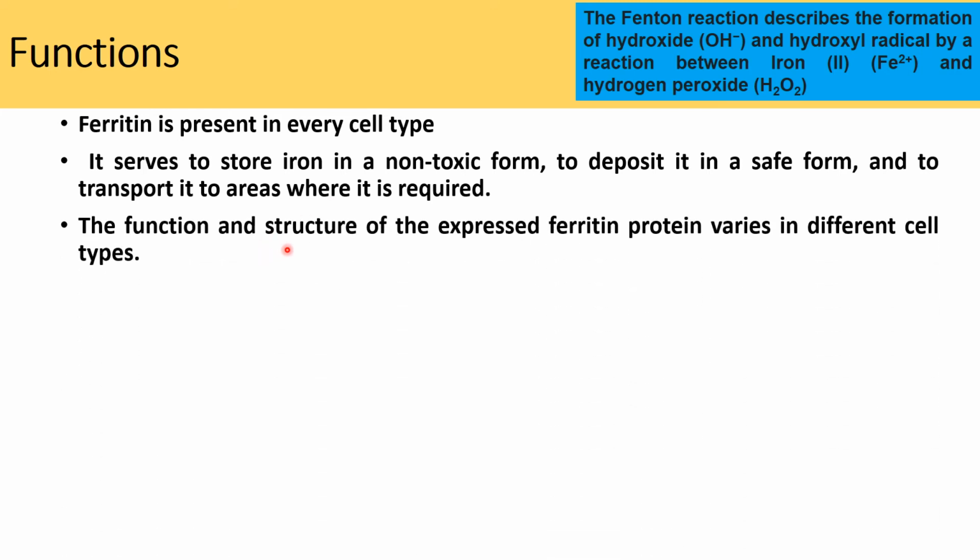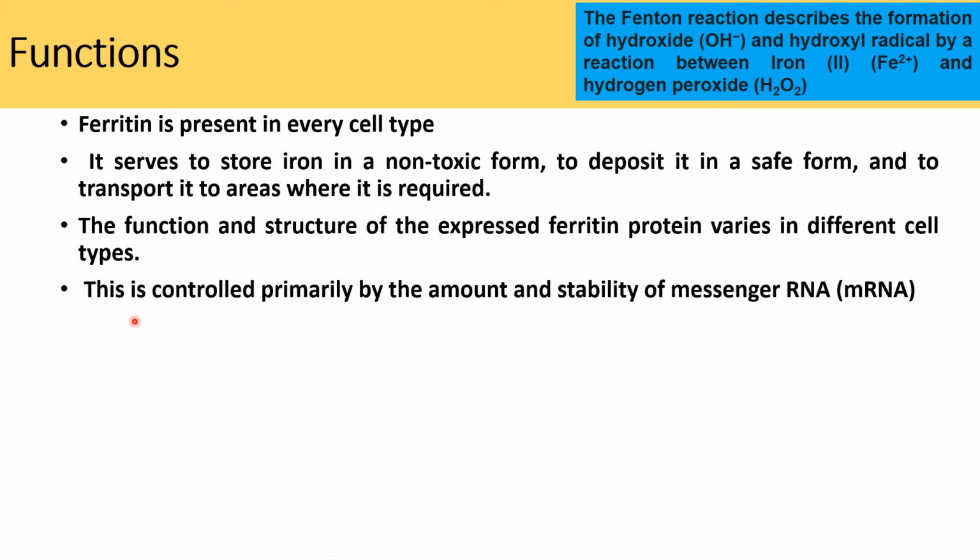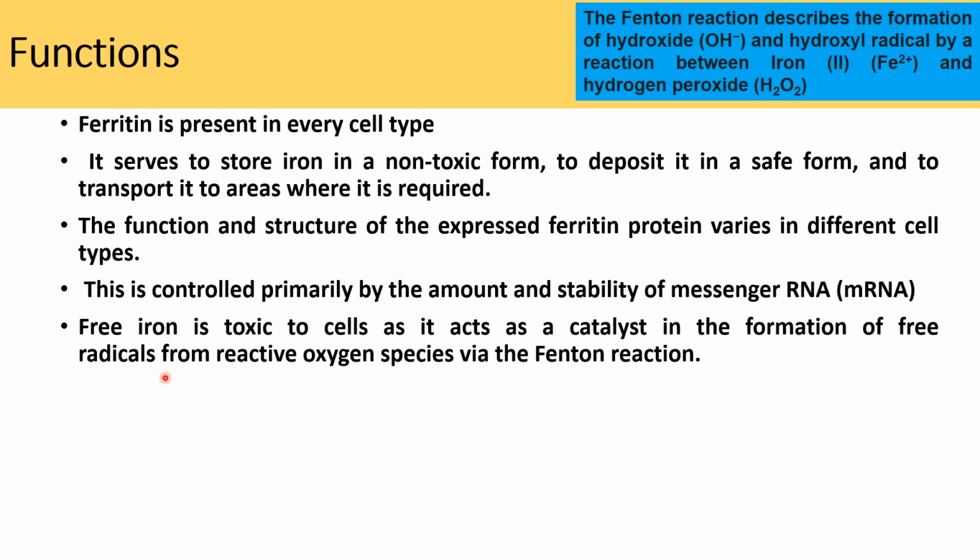The function and the structure of the expressed ferritin protein varies in different cell types. This is controlled primarily by the amount and stability of the messenger RNA, or mRNA.